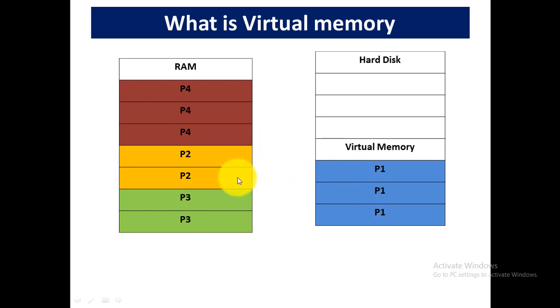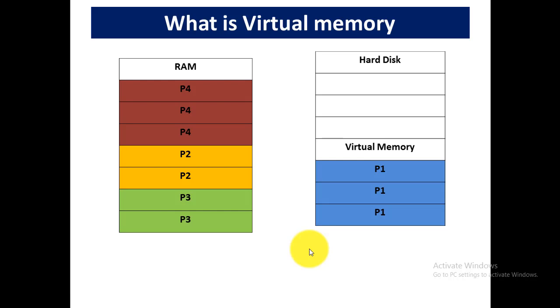When any of these tasks is completed, then the RAM again requests the virtual memory to send back P1 into the RAM. Or when the RAM needs the P1 process, it will request the virtual memory to send back P1 into the RAM. So in this way, virtual memory works.